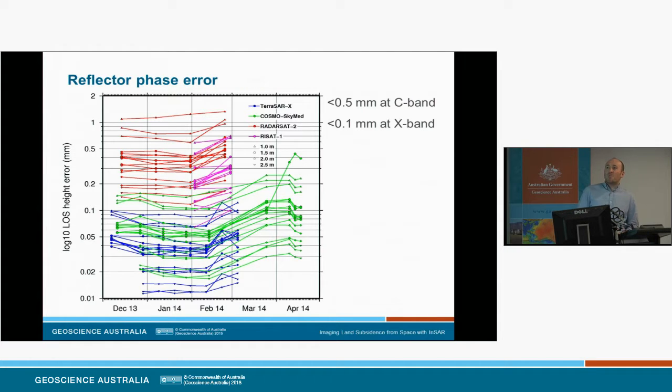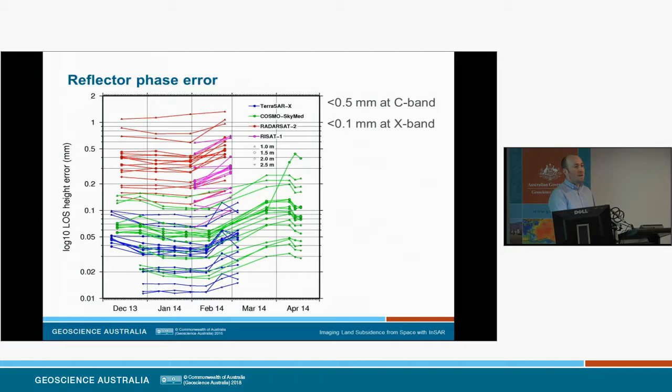So now what I'm showing you is the height error results for all the corner reflectors and all the data through time. So again, the x-axis is time. And then what we're showing here is the line of sight equivalent height error. Again, don't worry too much about the detail, but the main result of the experiment was that we found that at C-band, so for the RadarSat-2 and the RISAT-1 imagery, the 1.5 metre corner reflectors gave us a height error of less than 0.5 millimetres, whereas at X-band we got a height error of less than 0.1 millimetres.